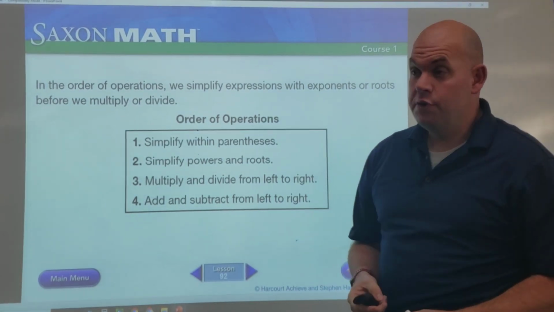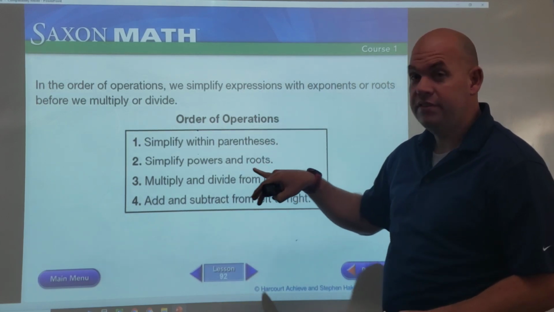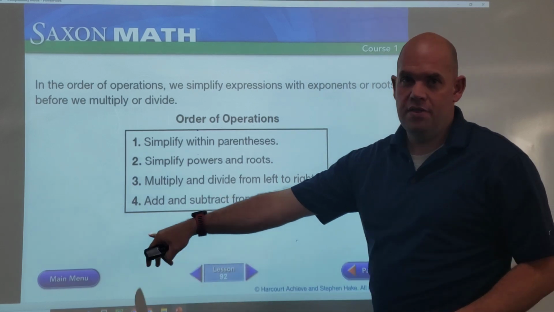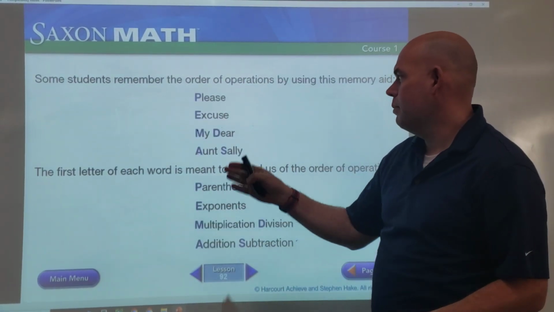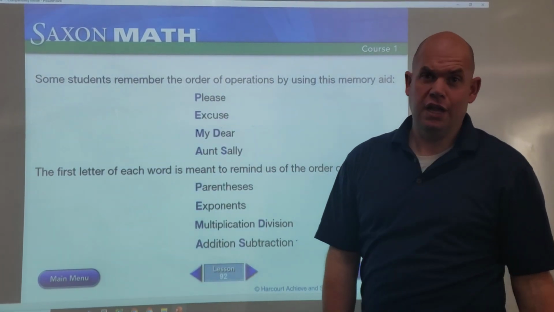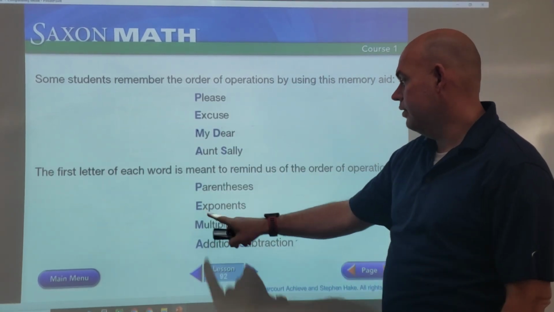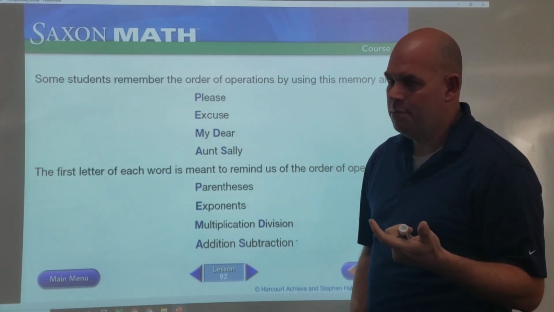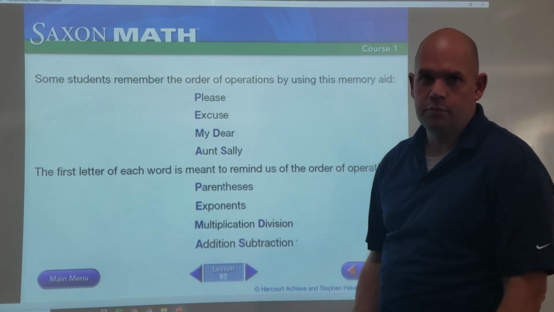Now we're just going to review order of operations. You simplify within parentheses, then powers and roots, multiply and divide, and then add and subtract. I always just remember PEMDAS, but a lot of students like to remember, please excuse my dear Aunt Sally. And the P, of course, is for parentheses. E is for exponents. Roots is part of that, but we just remember roots and exponents start together. Then multiplication, division, addition, subtraction.